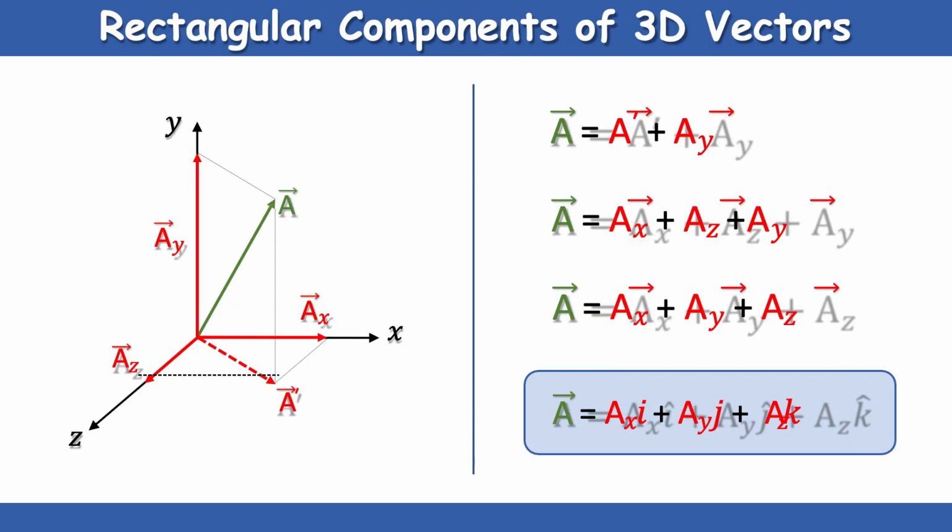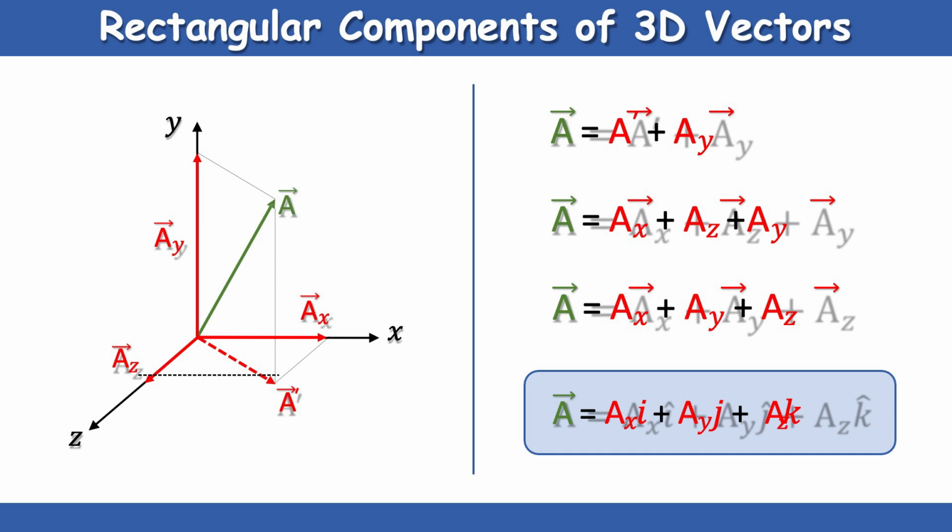And if we go for the 3-dimensional structure, it is to be divided into the 3 components: Ax, Ay and Az. The resultant will be the summation of the Ax vector plus Ay vector plus Az vector, and in terms of the unit vector, that will be Ax i cap, Ay j cap, Az k cap.